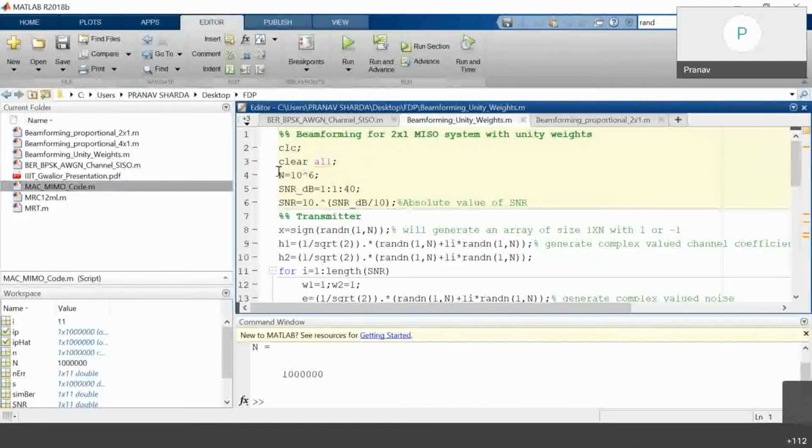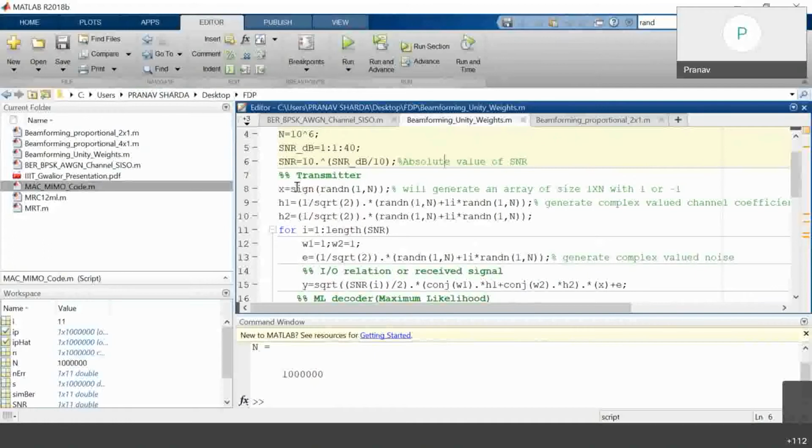So all the initial commands are the same. Firstly we are starting with the unity weights, when the weights take the value of unity, right? The first 5-6 lines have the common considerations which I discussed earlier: taking SNR values, the number of bits which we want to transmit, and taking the absolute value of SNR. Then coming to the transmitter section.